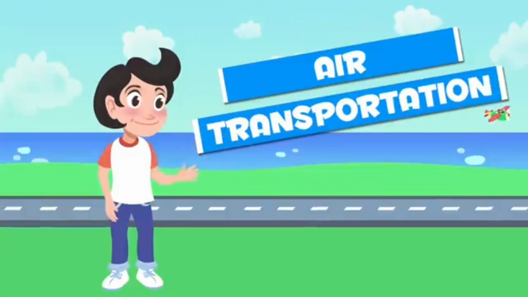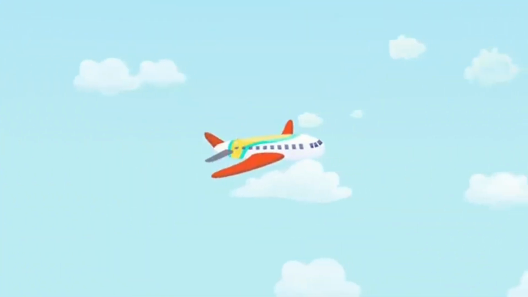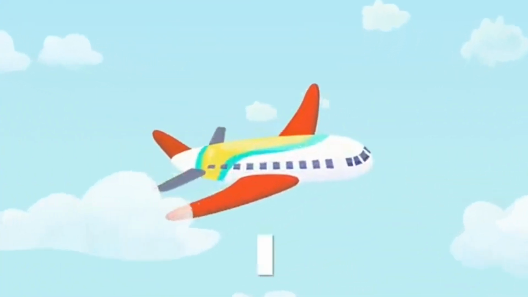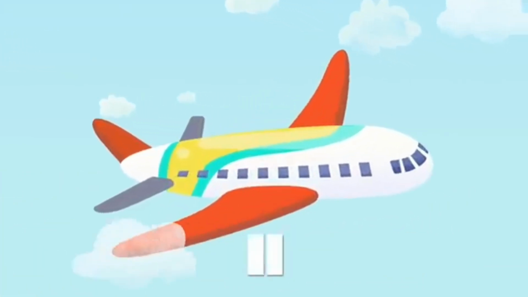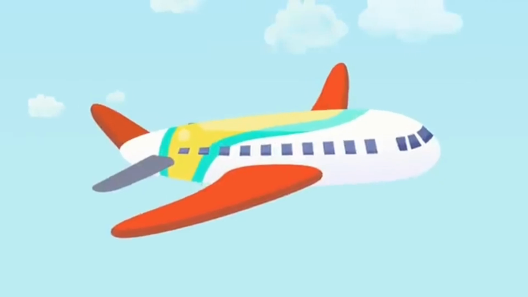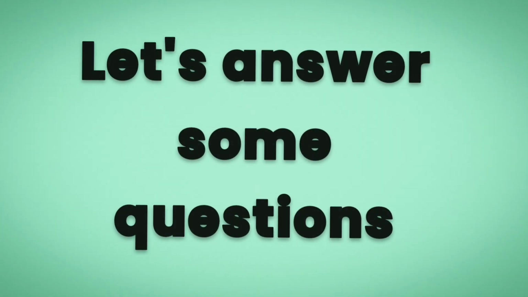The transport that flies in the sky is called air transport. An aeroplane is the fastest mode of transport. Let's answer some questions.